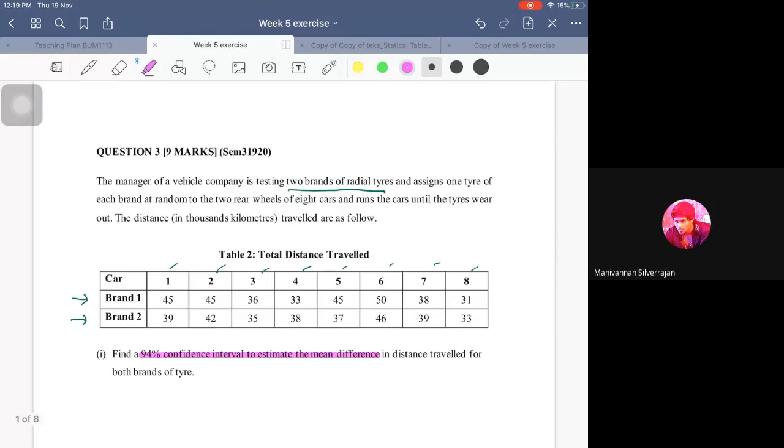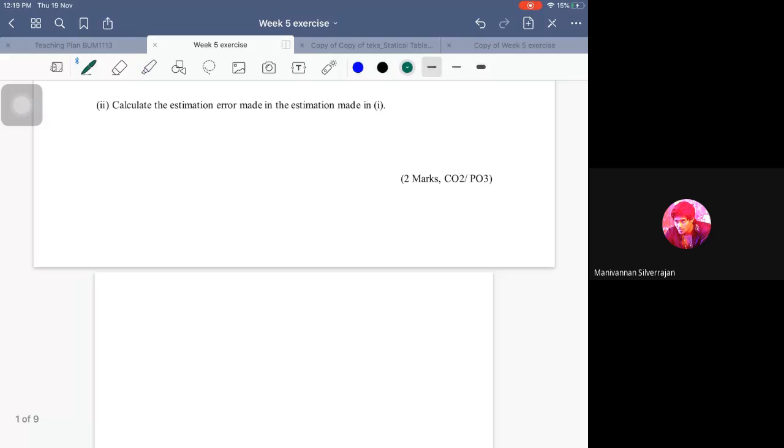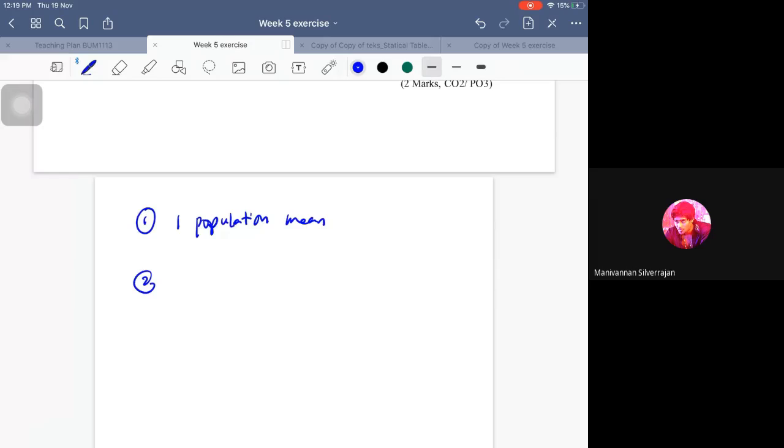However, for the case of means, there are going to be 3 cases. Let me add a blank page. One is the 1 population mean, and the other is concerned with 2 population means. For the case of 2 population means, we have 2 scenarios when it comes to the data. First, it could be a dependent sample, and the other one is the opposite, which is called an independent sample.